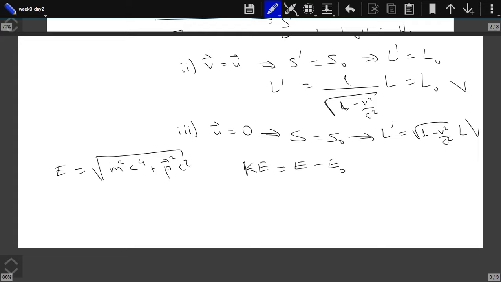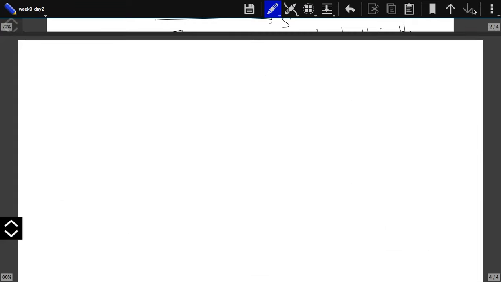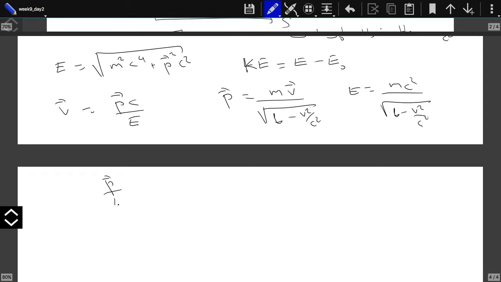So energy is equal to this expression. And the velocity of an object, by the way, is always defined as Pc over E. This is the velocity of the object. Well, how do we know? Well, P, we had seen that it is mv over square root of 1 minus v squared over c squared. E is mc squared over square root of 1 minus v squared over c squared. So if you look at P over E, this is v over c squared, right?